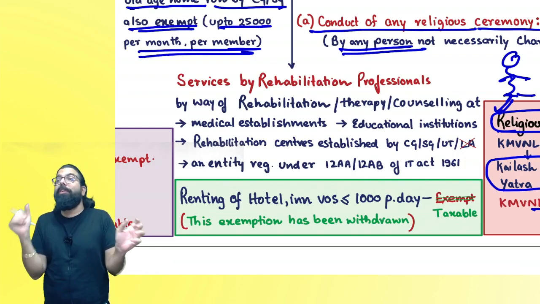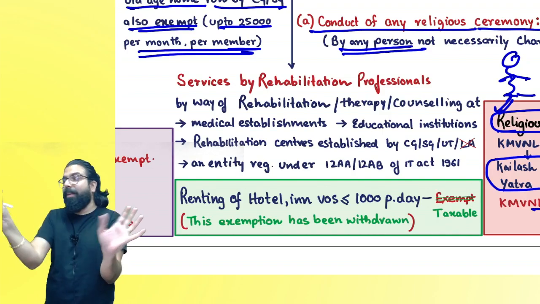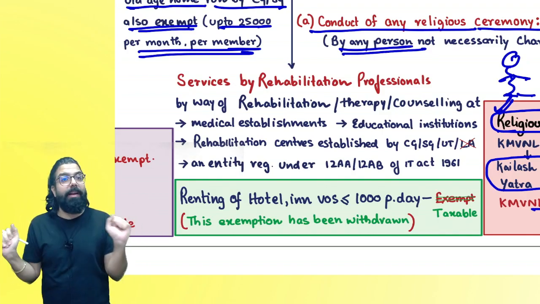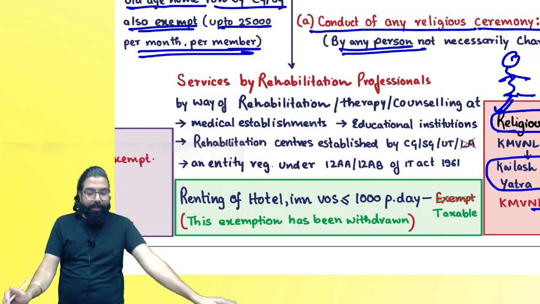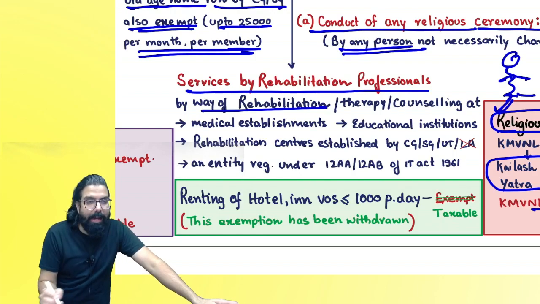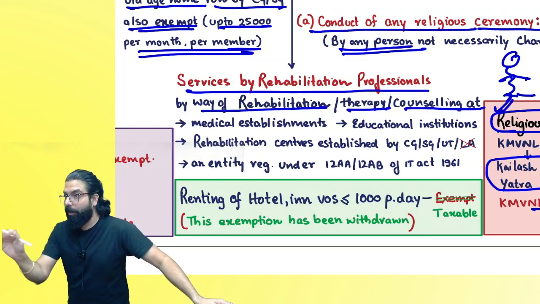Now, in rehab, doctors may not be there, but rehabilitation professionals provide their service in a rehabilitation center. Baba, those are not doctors, but those are rehabilitation professionals. Now, what will the services by a rehabilitation professional be? They will do rehabilitation, therapy, and they will give counseling. Hey, you should not drink. All these things they will tell you.